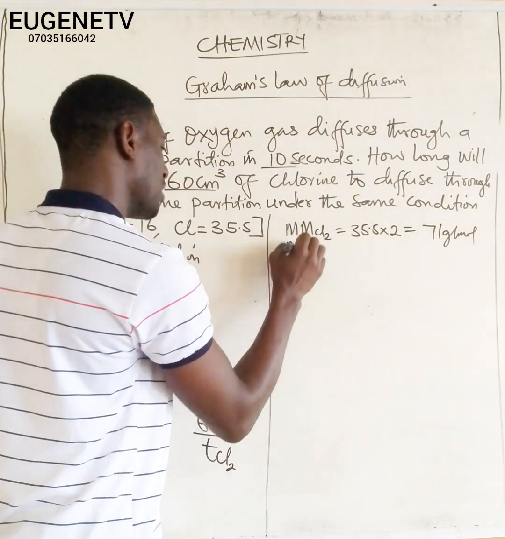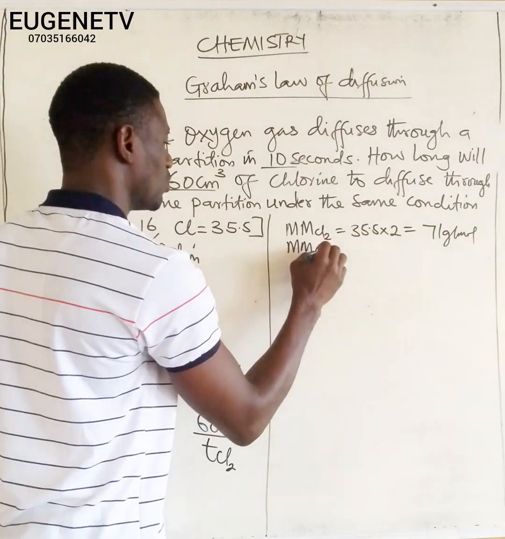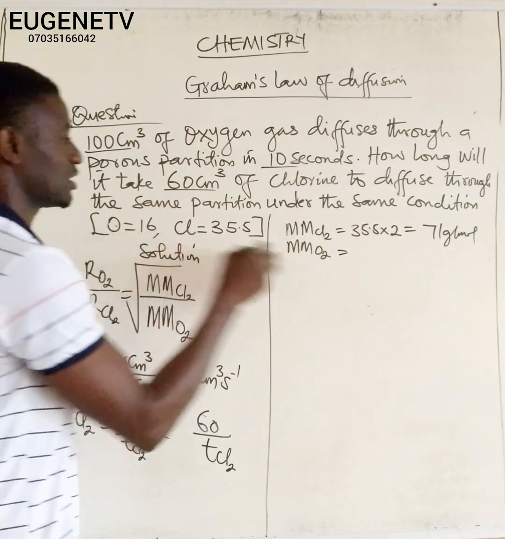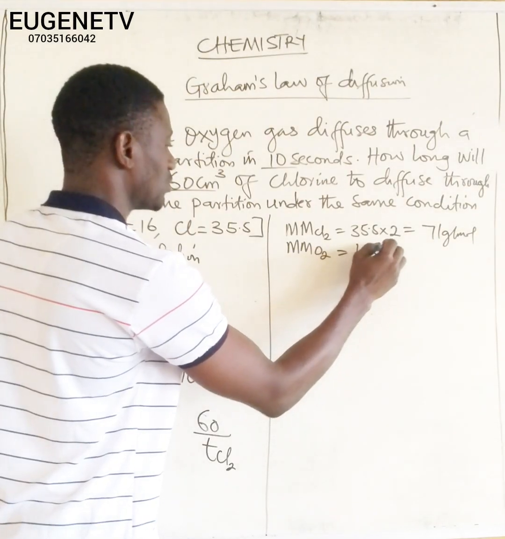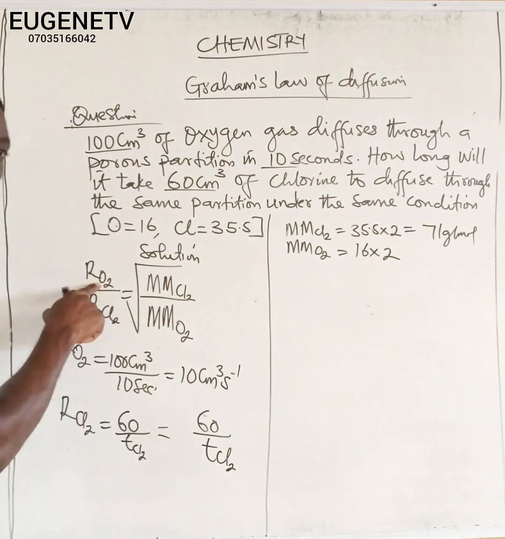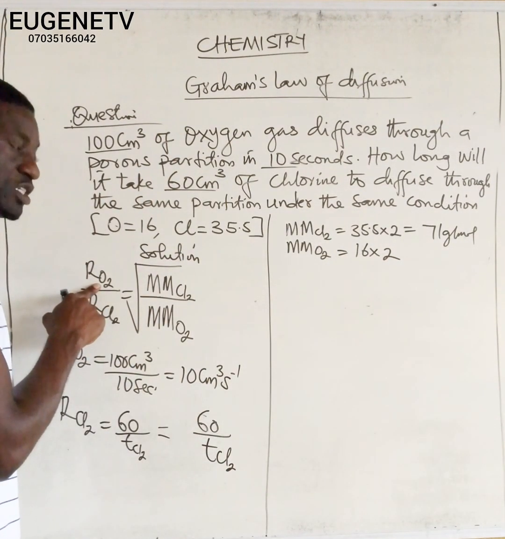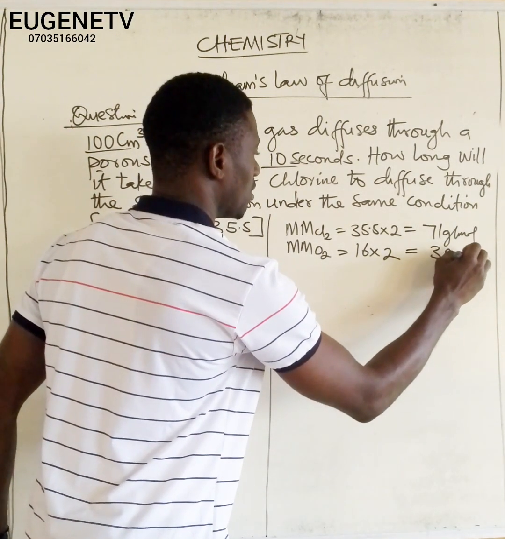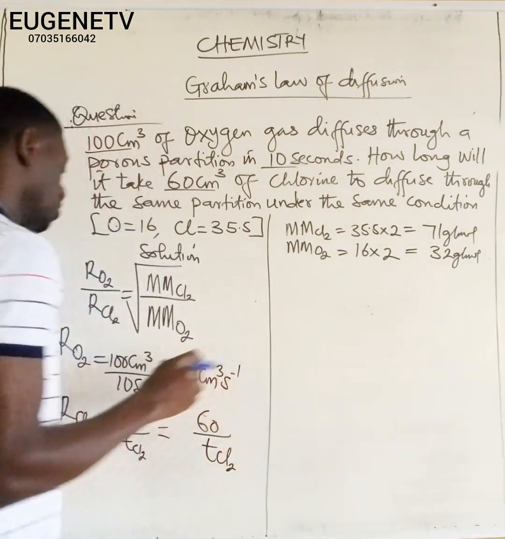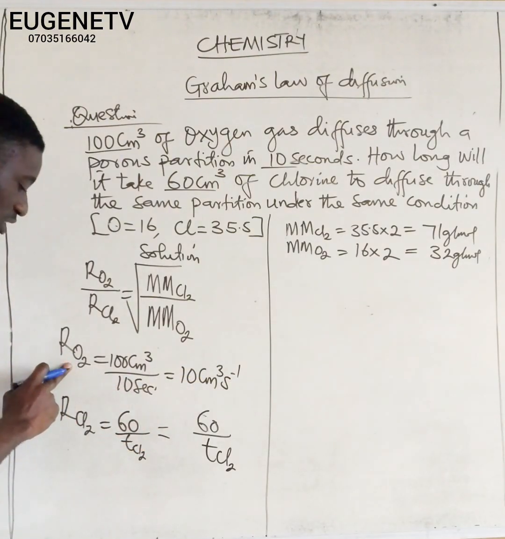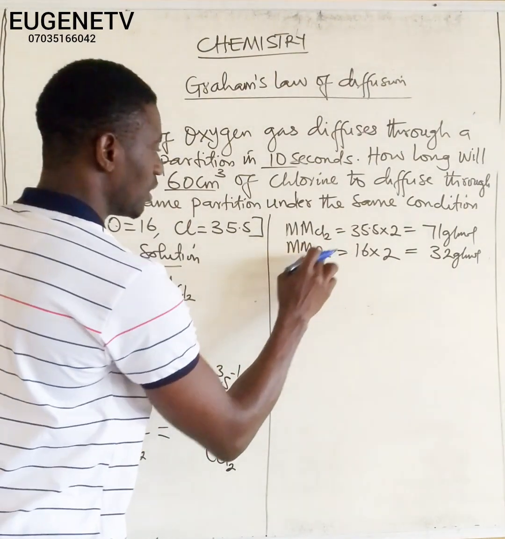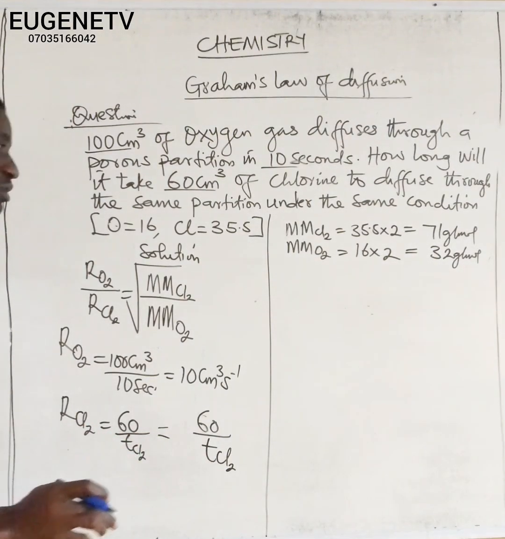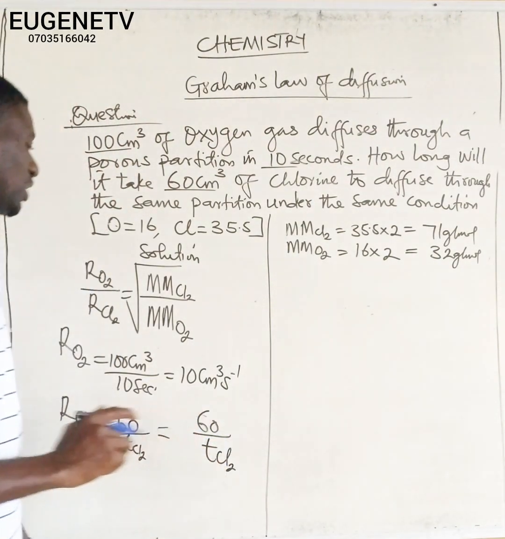How about the molar mass of oxygen gas? MO2. Since each atom of oxygen is 16, we say 16 times 2, because in oxygen gas, there are 2 oxygen atoms that combine to form the oxygen molecule, which is a gas. So we are going to have 32 gram per mole. This is the molar mass. So we have been able to find our rate of diffusion of oxygen, molar mass of chlorine, and molar mass of oxygen, but we don't know the time for diffusion of chlorine gas.